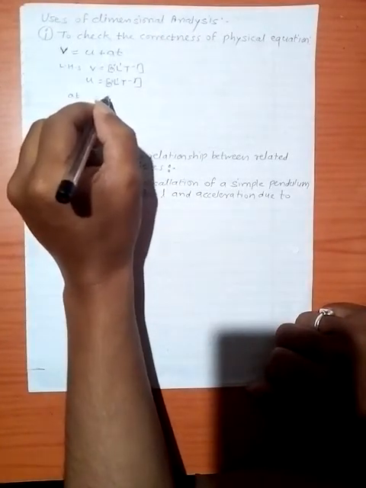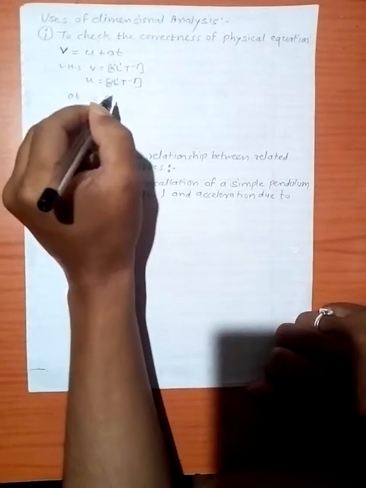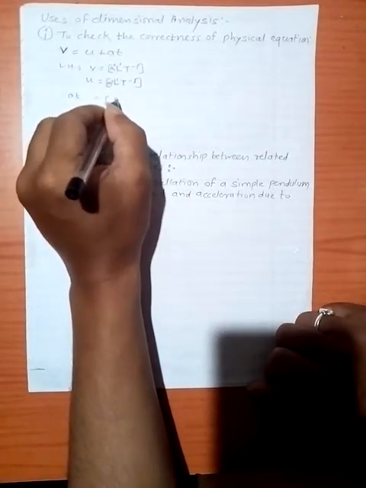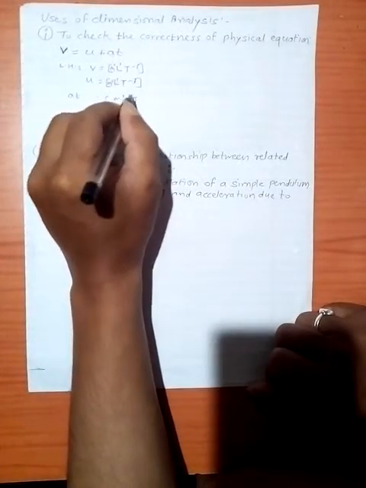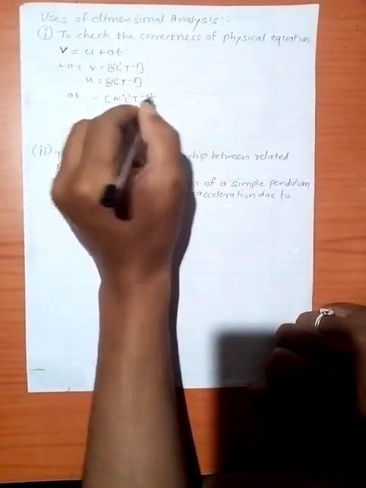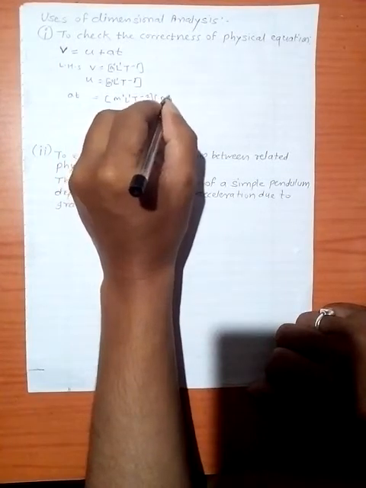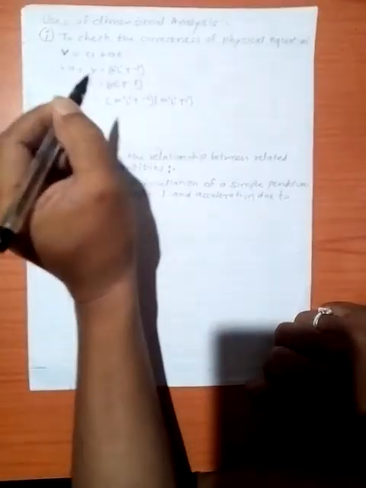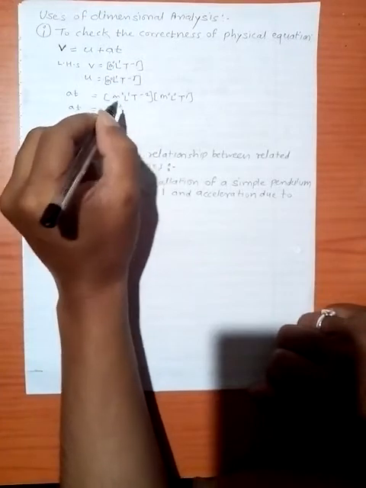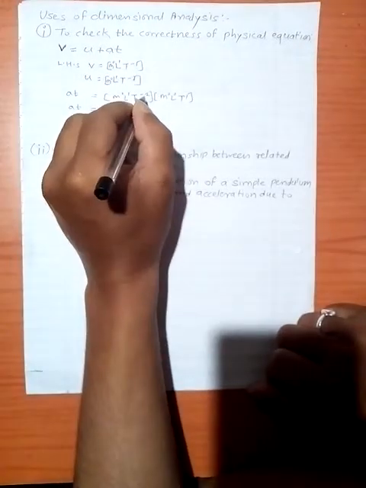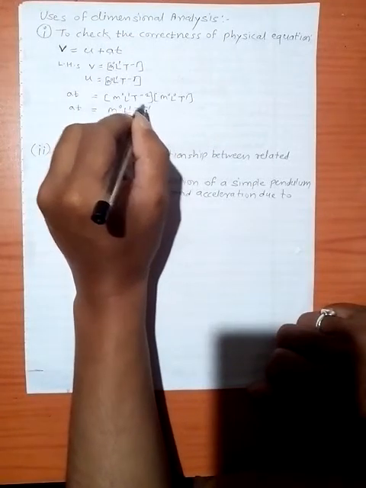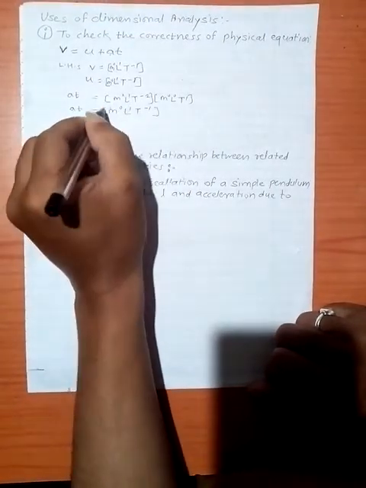The dimensions of acceleration are m raised to 0, L raised to 1, t raised to minus 2, and for time, m raised to 0, L raised to 0, and t raised to 1. So at is equal to m raised to 0, L raised to 1, and t raised to minus 2 plus 1, that is t raised to minus 1.